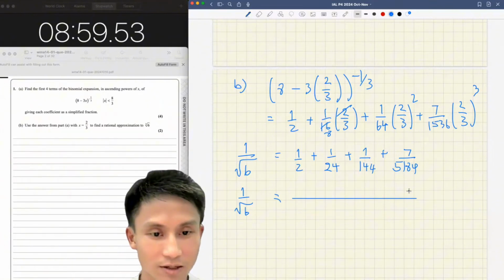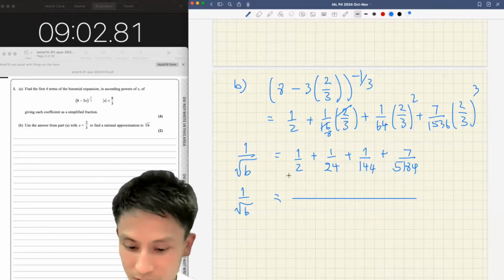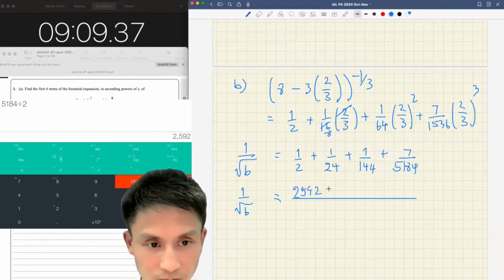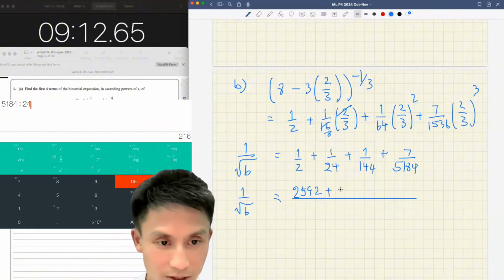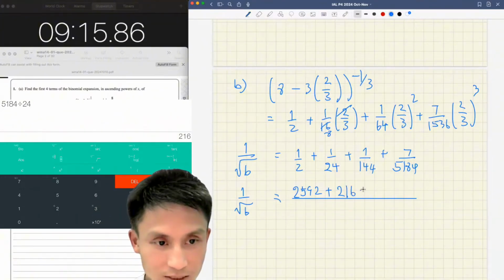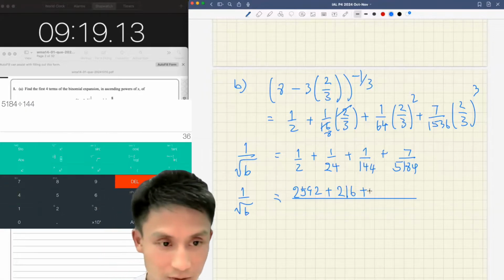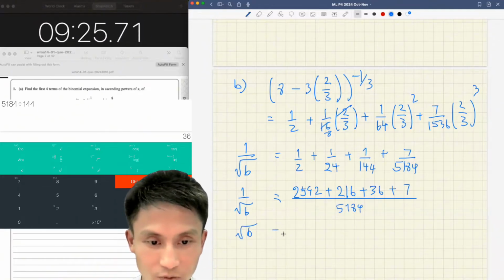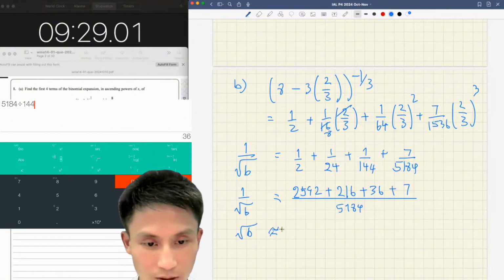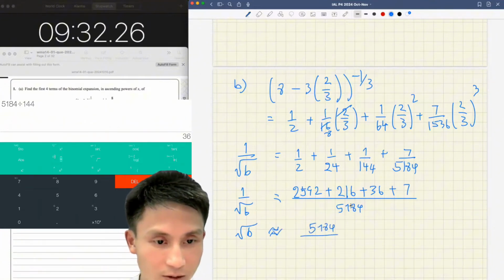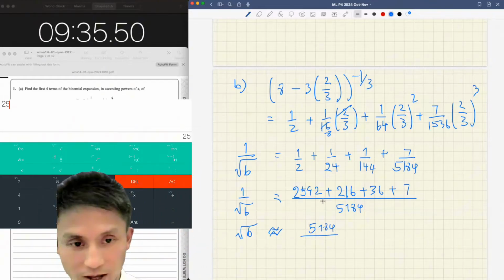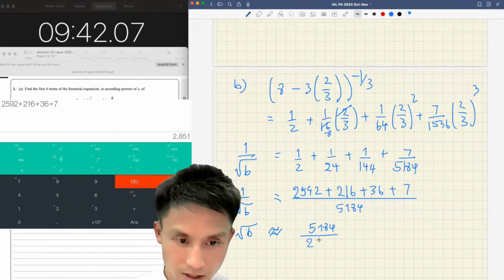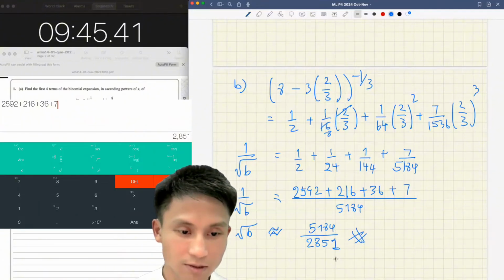So let's do a long fraction here. And then that would be, so 5184 divided by 2. That would be 2592 plus 5184 divided by 24. I get 216. Divided by 144, I get 36. And then that is just 7. Okay, so that means root 6 is approximated to be 5184 divided by all that added up. So 2592 plus 216 plus 36 plus 7. Yeah, so that would be my answer there, guys.